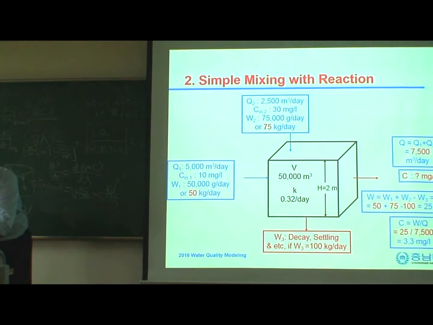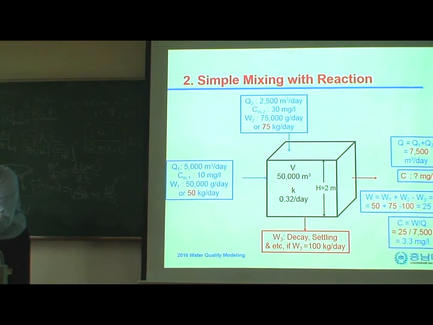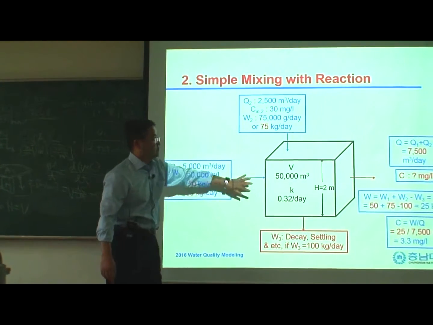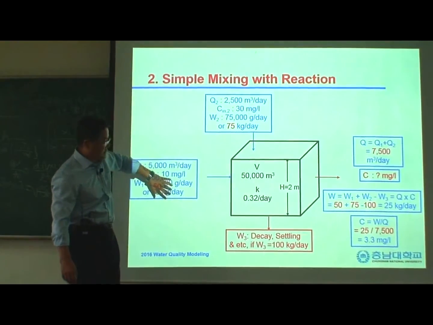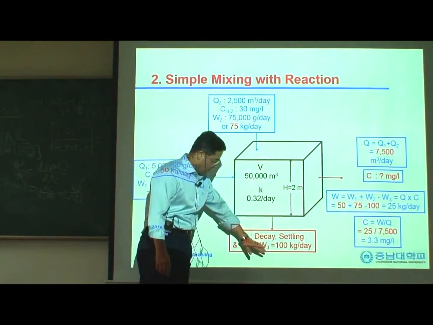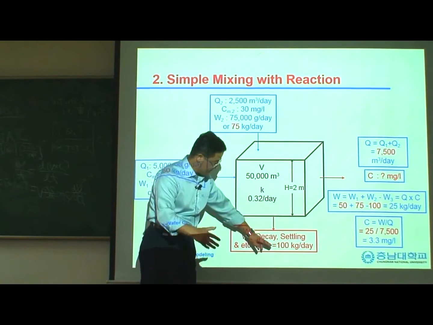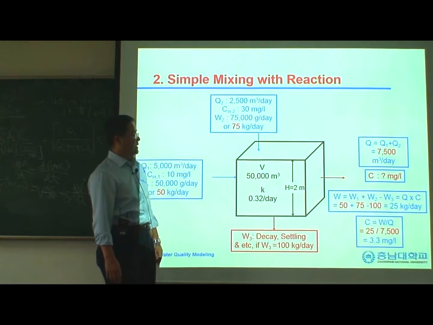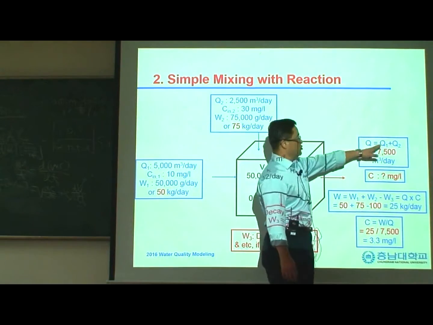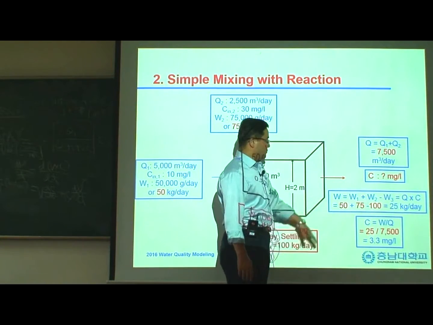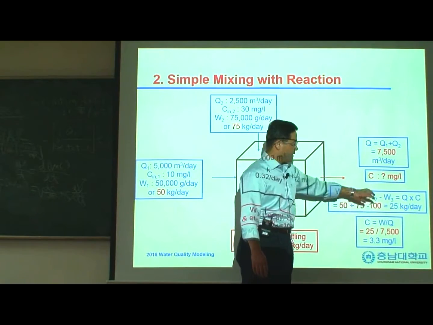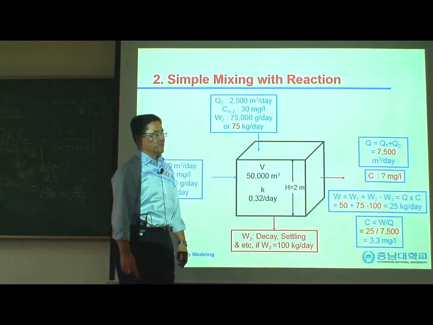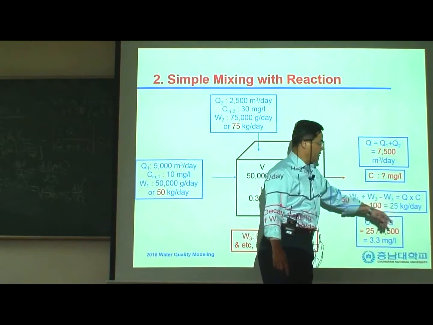Now, okay, 3.1 again. Same problem. 75, I just moved 75 to here. And 50. And then somehow I was able to calculate my decay, and that happened to be 100. And then my Q will be Q1 plus Q2, which is 7,500. And my W in this case is 50 plus 75, and decay was 100. And then I know my remaining mass per time is going to be 25 kilograms per day.